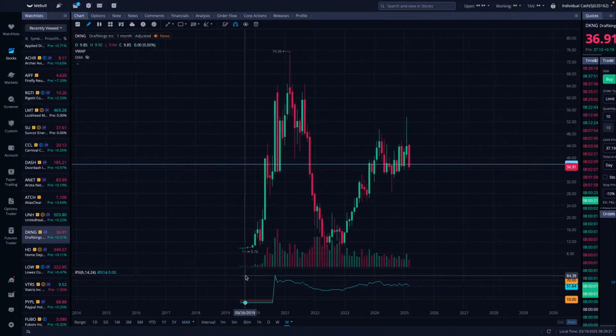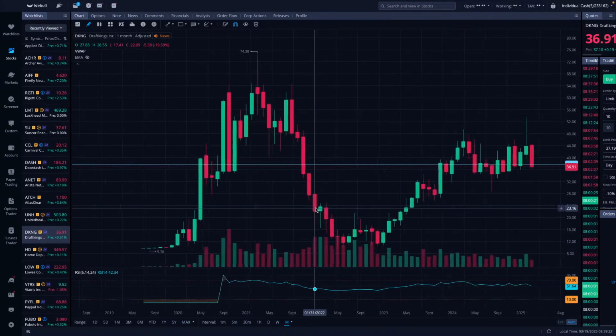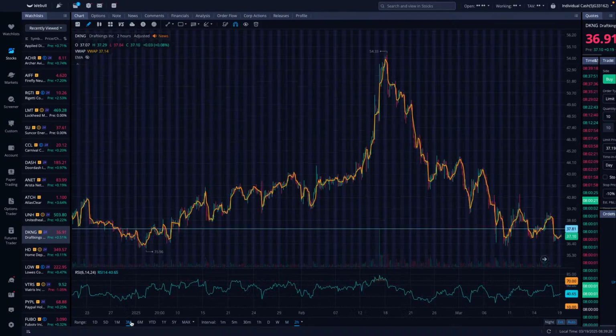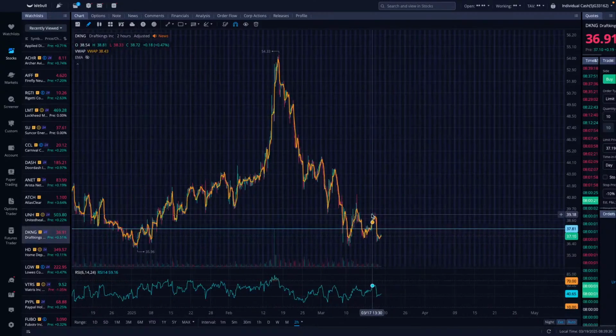Looking at the max on this chart, they started off as a SPAC, $10, went up to $74, got pumped, and then sold all the way down to $11. Sometimes it's good to look at stocks like this so you can realize that they don't always go up.